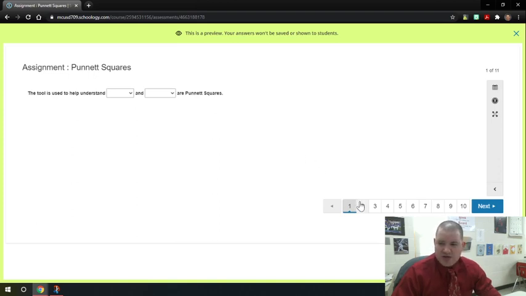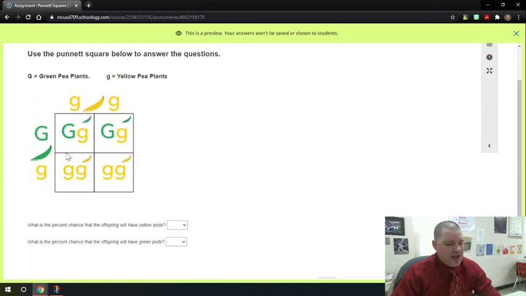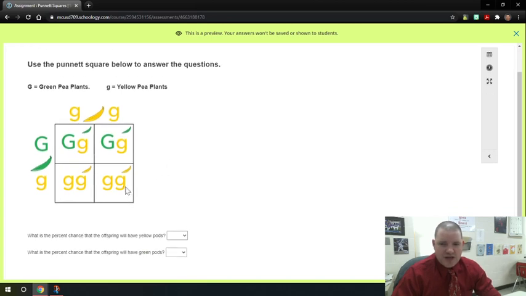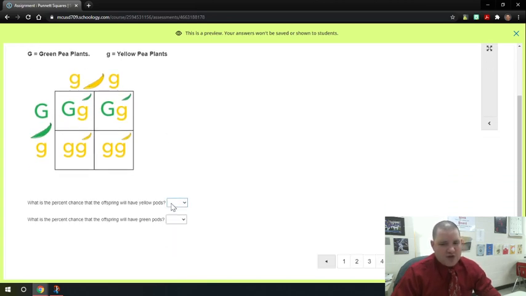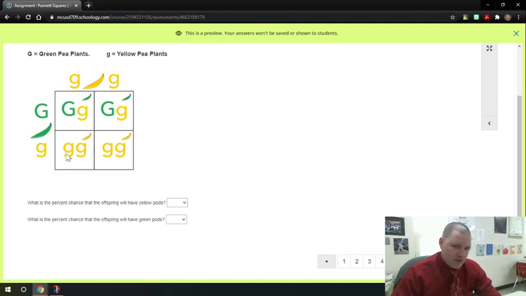So you've got your standard questions involving what is dominant, what is recessive, all this stuff, and then we have the Punnett squares themselves. Some of them will be all the way completed, and you're just going to analyze the results of the Punnett square. In this case, it says, what's the percent chance the offspring will have yellow pods? Yellow is a recessive characteristic, so we're looking at little g, little g.